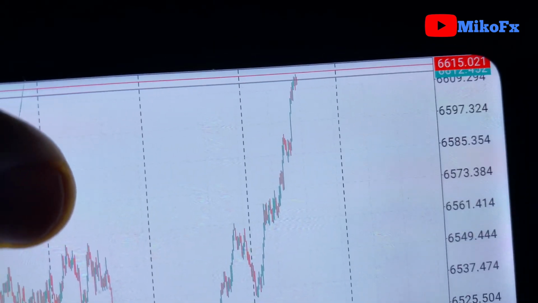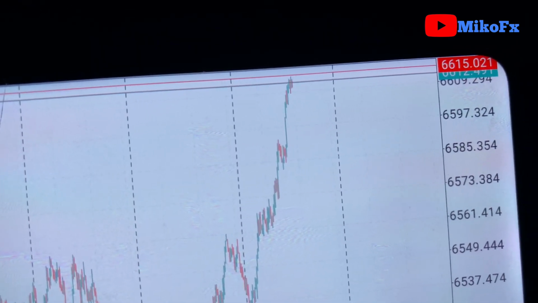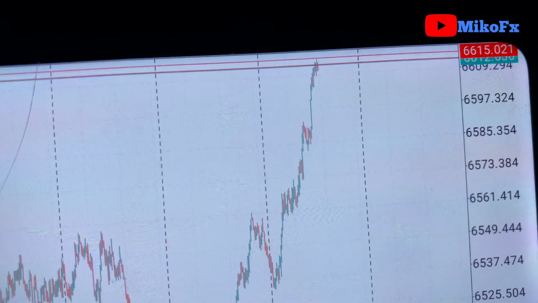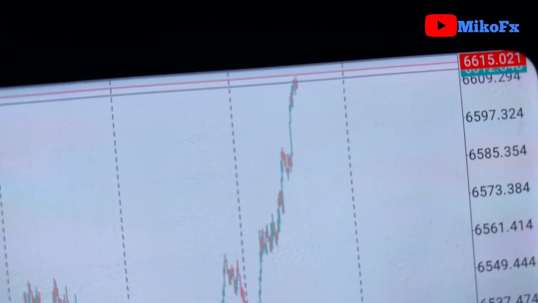So I'm expecting a reversal. So I'll wait patiently once it gets to that line. I'll enter a sell, and I'll be risking $1 on each trade. Yes, I'll continue this video once it gets to that level.